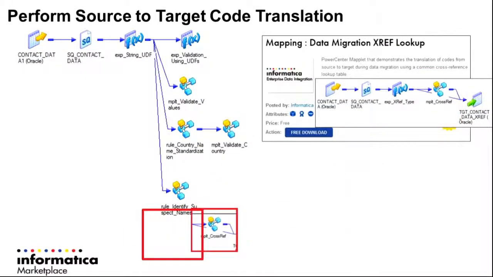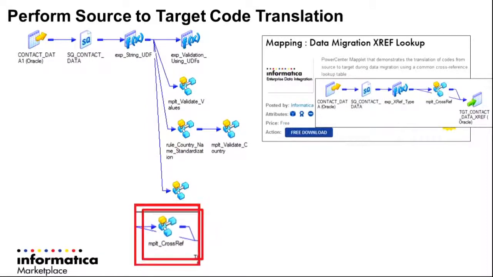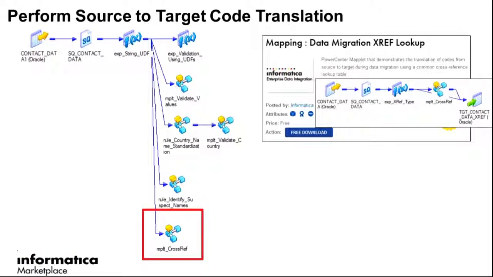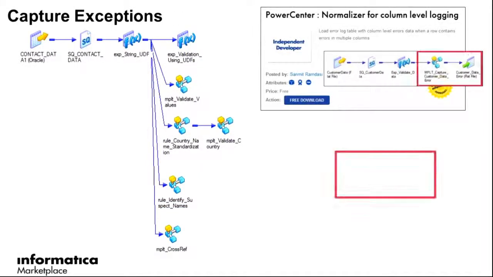The next thing is mapping some of your source to target code. A lot of times you have a data file where the account type might say something like enterprise, but in the target system you want to map that to a standardized value like commercial. This source to target XREF lookup will do that mapping for you. It'll make sure that all of your enterprise values are mapped to commercial when they come into the target system. This is a predefined mapping that you can grab from the Marketplace.